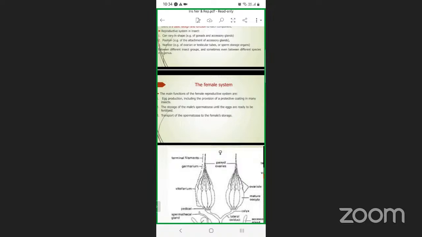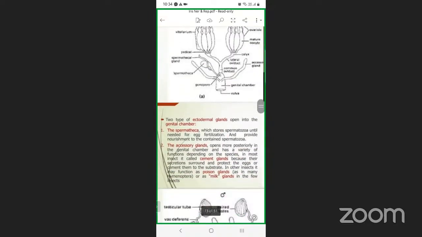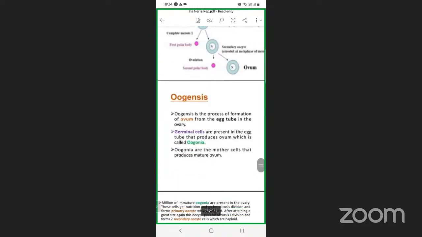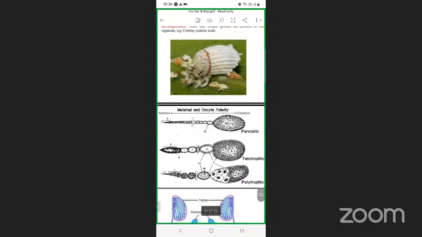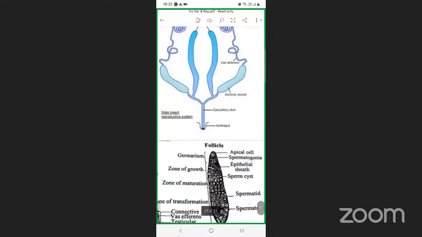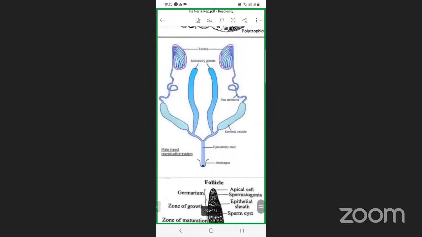Types of ovarioles. There are two major types of ovarioles: panoistic ovariole and meroistic ovariole. We come across them like this. See, this is panoistic, telotrophic, and polytrophic. These are the three types of ovarioles that we see, and we explain them like this.